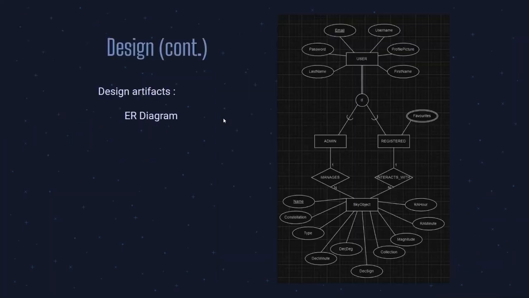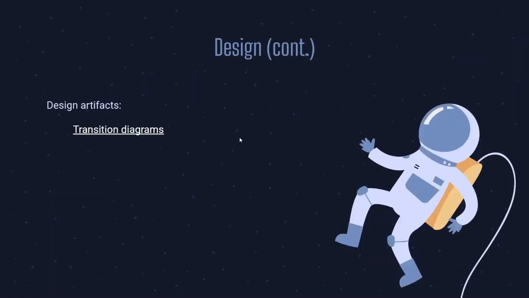So the next slide shows our ER diagram, which is an initial idea of how we were going to construct our database. It essentially just has 2 main tables, the user and the Sky object table. There's 2 types of users that we initially planned to have, which were admin and registered users, and this just shows how each of them interacts with the Sky objects.